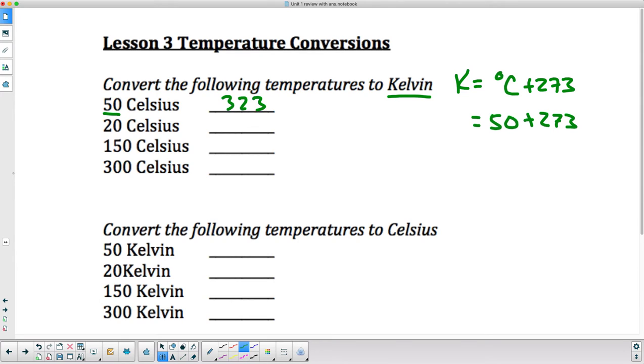Okay, next one is 20 degrees Celsius. 20 plus 273 gives me 293. Okay, you can finish the rest there.